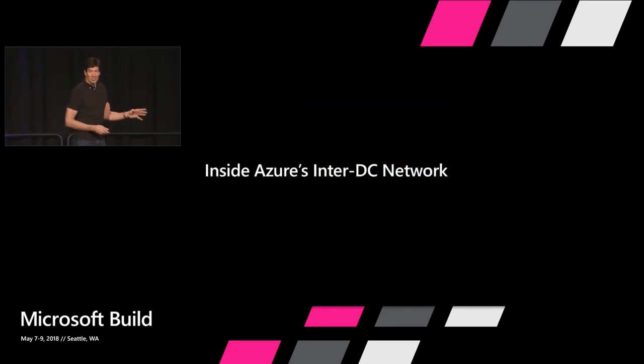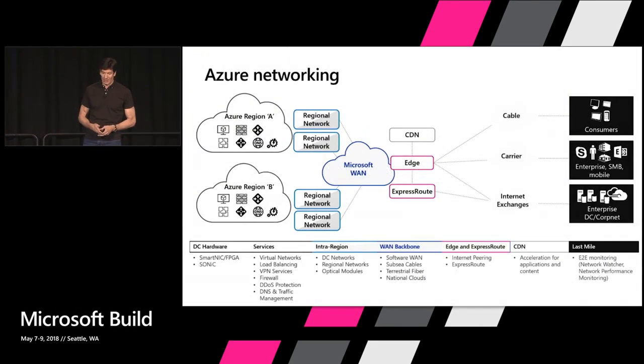So that's a look at our data centers. Let me talk about our inter-DC network now and what that architecture looks like. Here you can see 2 regions, A and B, and then you can see the connections out to the rest of the world, out to customers, enterprises, and enterprise VPN connections through ExpressRoute. That's all connected through our WAN, and we've got within regions, regional networks.